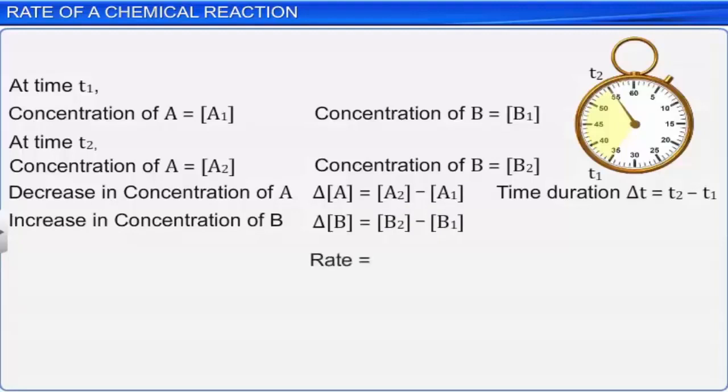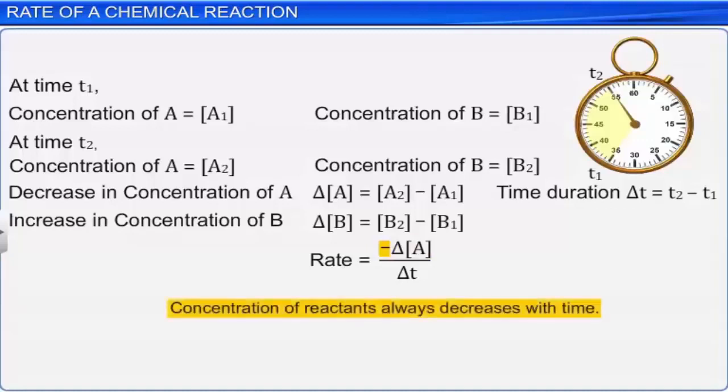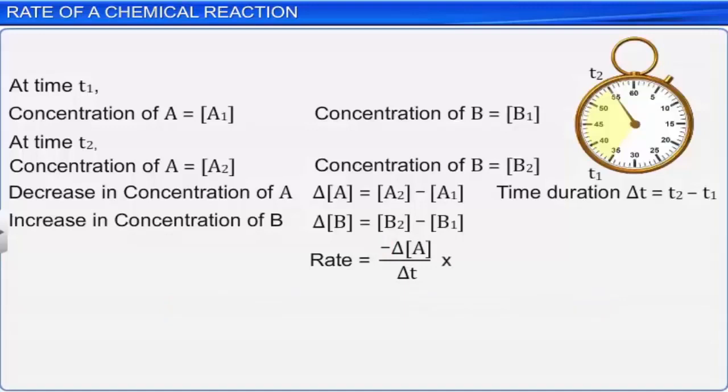Using the definition of rate of chemical reaction, we get the rate of the given reaction as the decrease in the concentration of A, minus delta A, divided by time interval delta T. Now, delta A is a negative quantity since the concentration is decreasing with time. So we multiply it by -1 to make it a positive quantity, as the rate of a chemical reaction is always positive.